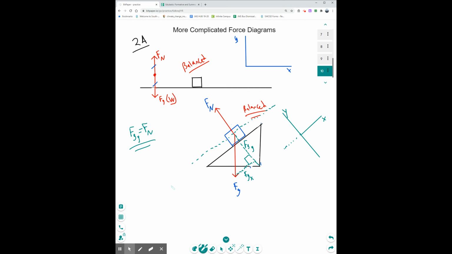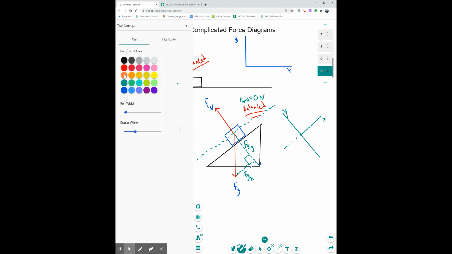Okay. Now, if the forces are balanced, the net force needs to equal 0 newtons, right? As of right now, if we cancel out our F in with our FGY, we know that we still have FGX pulling our box down the hill. So the box would be moving down the hill unless there's another force on the box.